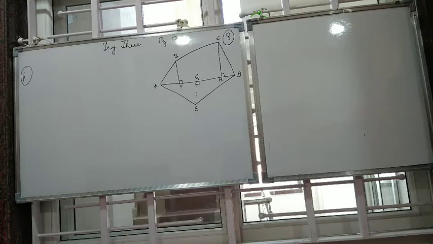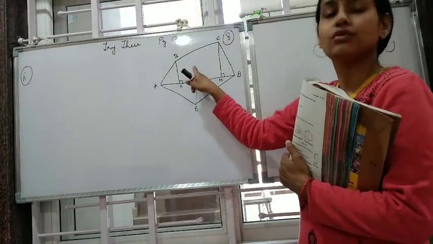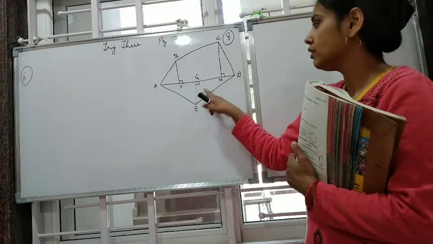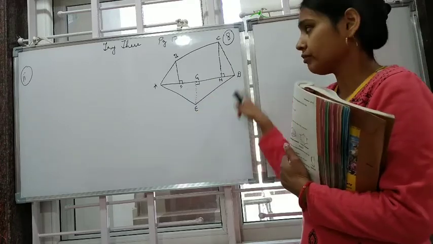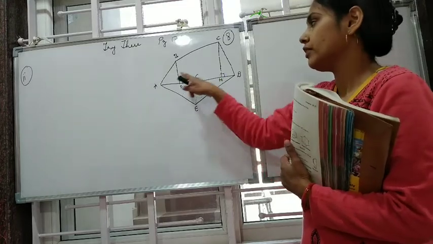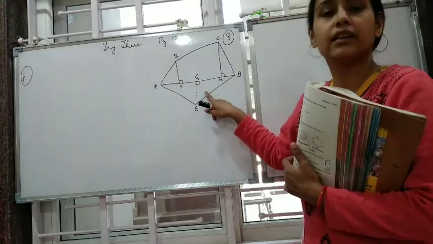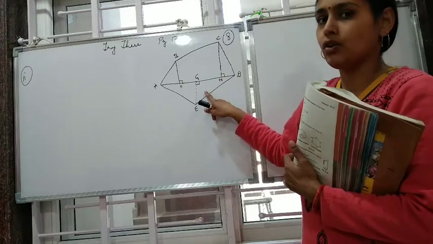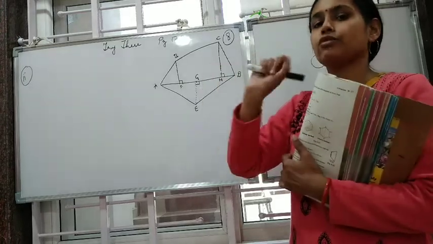Okay, children, we have to start with the try these on page 176. The diagram I have already drawn. It's a polygon ABCD. The second question is divided into parts. You can see triangle, trapezium, triangle, trapezium, right? So we have to find out the area. We will find out these areas and then add them to get the total area. This question is a fill in the blanks type.